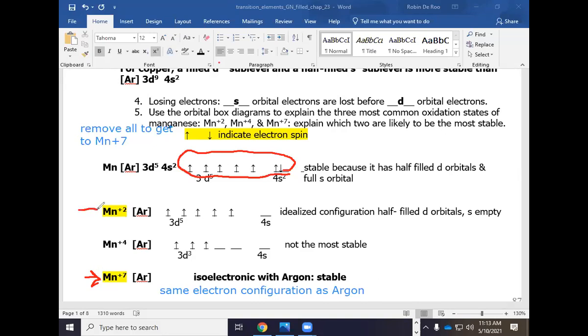So we do all of this, and that's how we choose the most stable. Which 2 are likely to be the most stable? The Mn plus 2 and the Mn plus 7, based on the electron configuration.